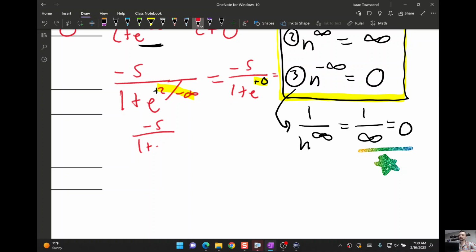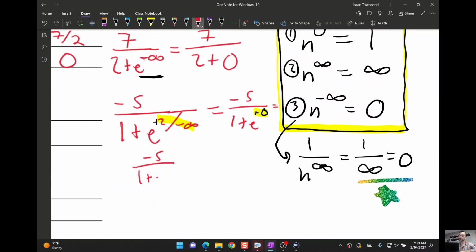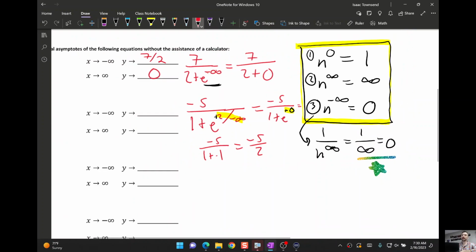Okay, and then e to the 0, what does this head to? 1. That's one of these. Which means your denominator is going to 2, which means your whole fraction is going to negative 5/2. So the far left of that graph approaches a y value of negative 2.5.